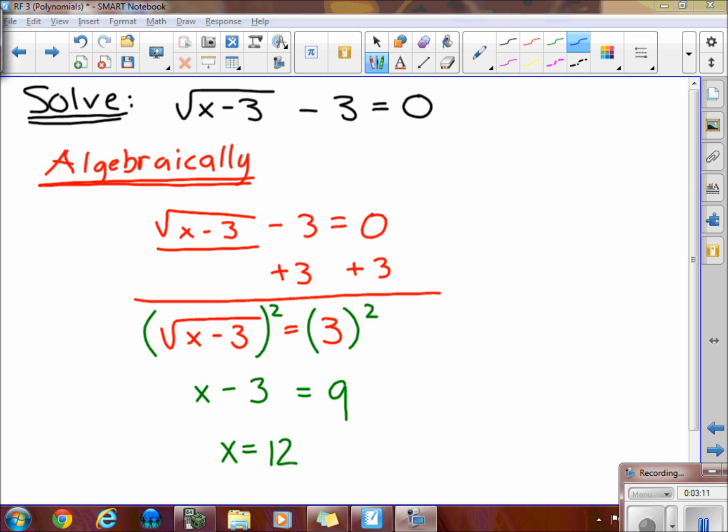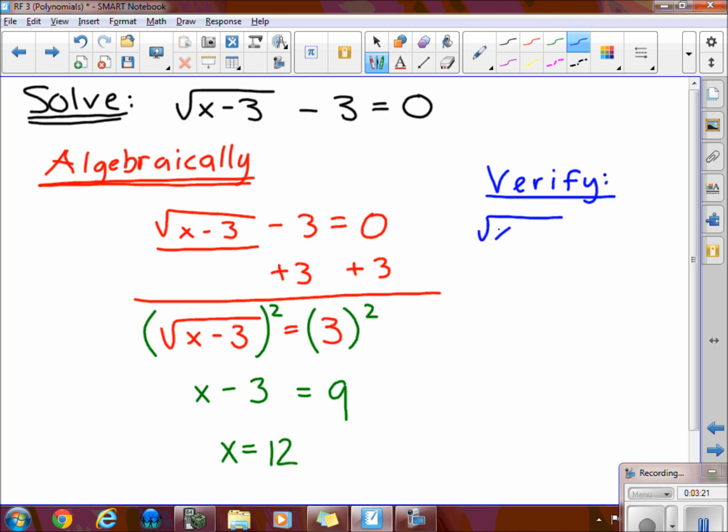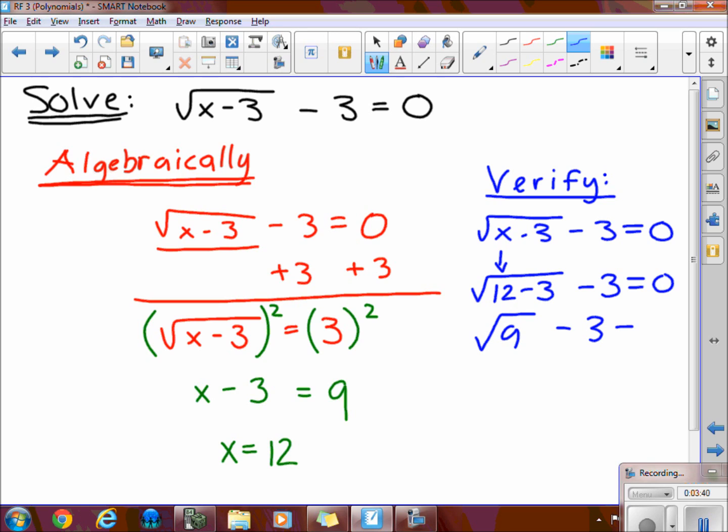But now we have to verify this answer to make sure it's not an extraneous root. So we go back to the original equation, the root of x minus 3 equals 0, and we want to see if the left side will equal 0 when we put in 12 for x. So 12 minus 3, take the root, subtract 3 equals 0. The root of 9 is 3, and 3 minus 3 is indeed 0, which tells us that 12 is a solution to this question.